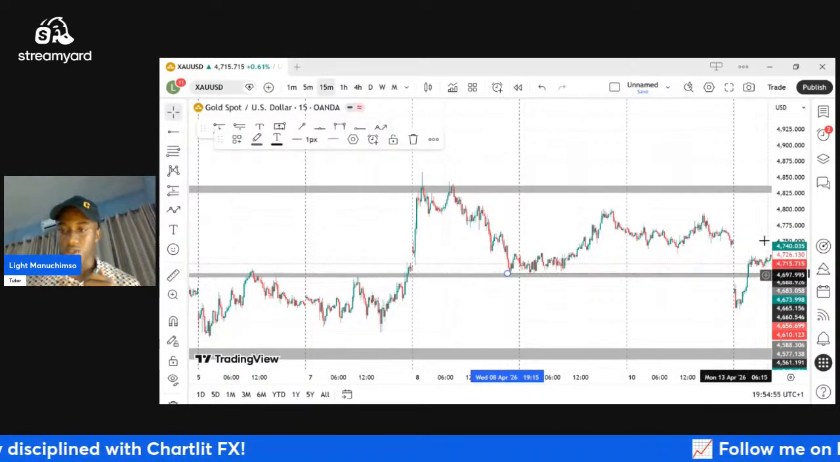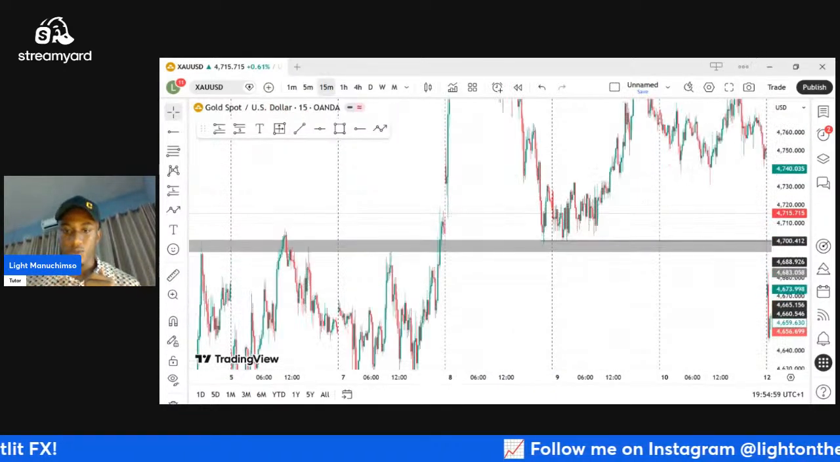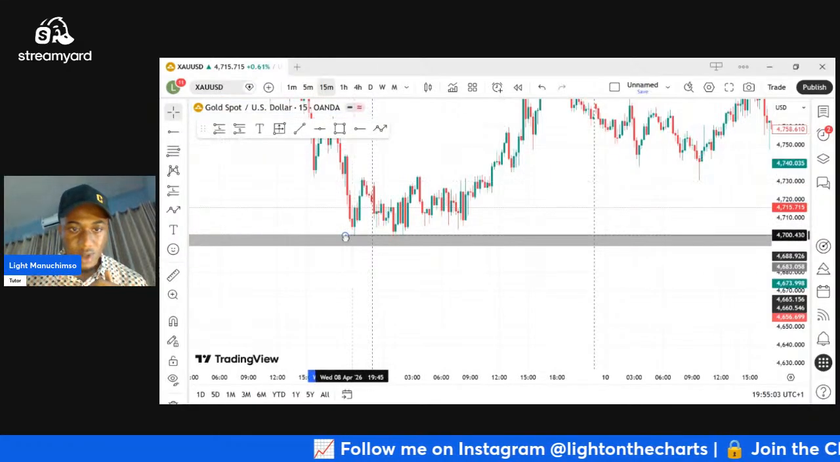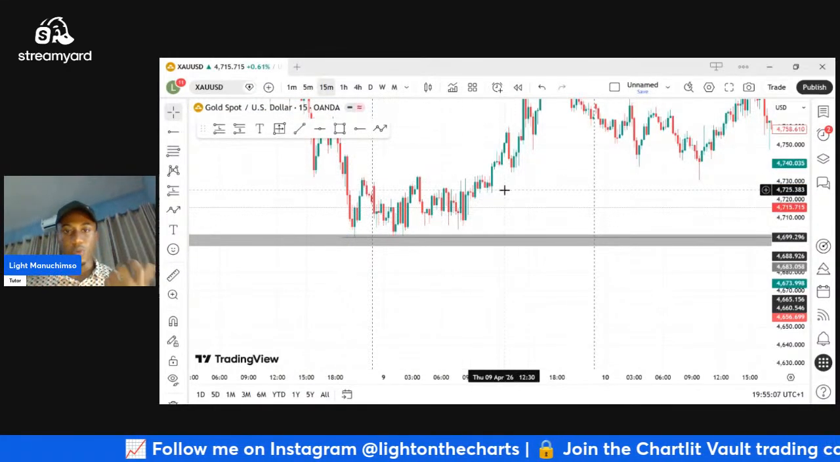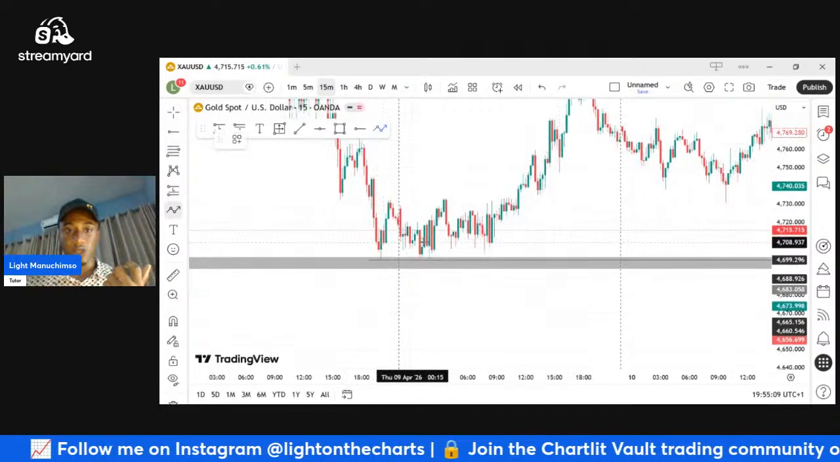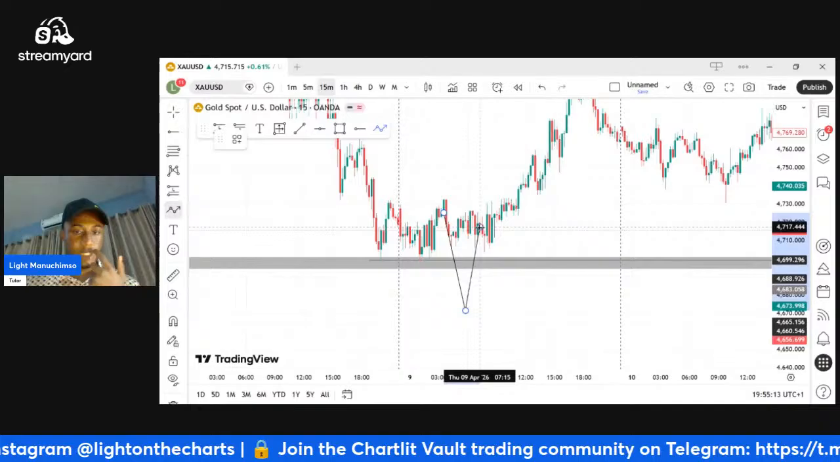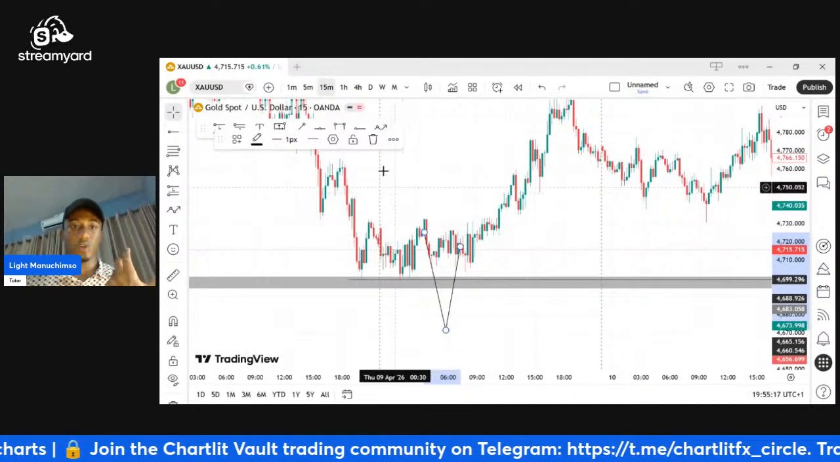Remember, I was zooming so that you guys can see it. Let me zoom in right here. This sweep, did it grab liquidity properly? Nope, it didn't grab liquidity properly. And then when it dropped down, came back here, then I would have gotten in on this trade. But it did not. So I'll pass.